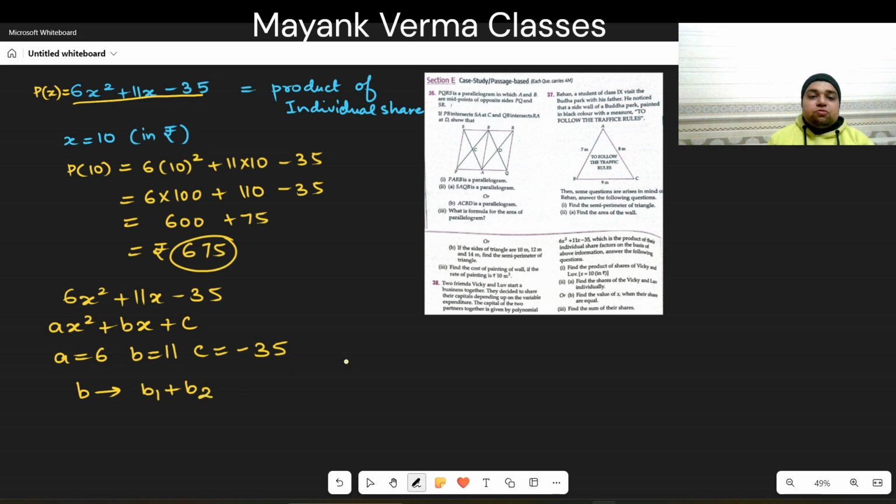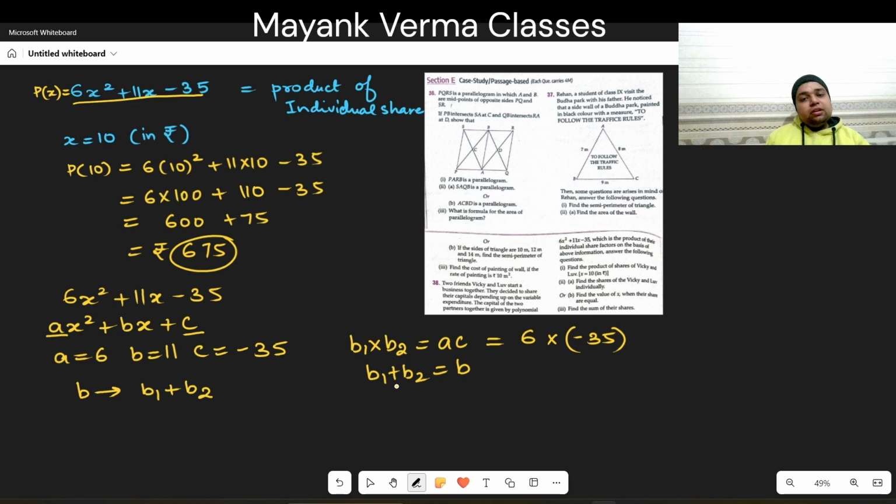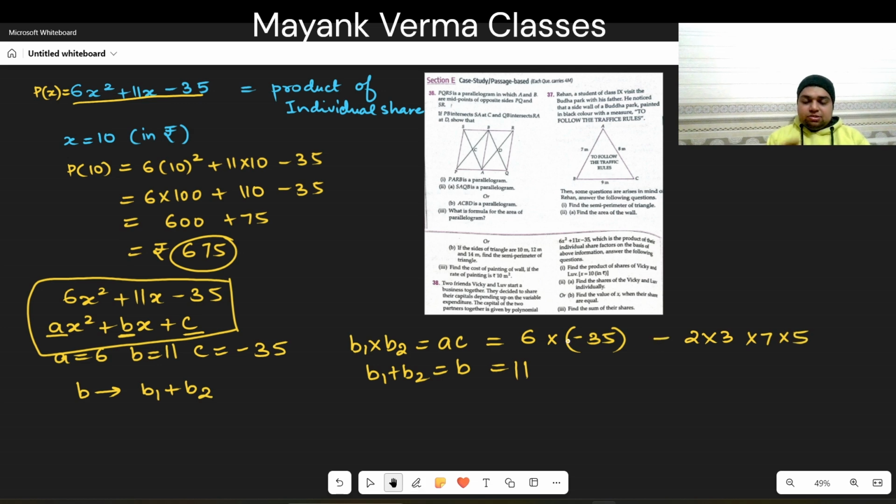Now remember, if I want to write b in terms of b1 plus b2, the middle term splitting, there are two conditions: b1 times b2 should be equal to ac, and b1 plus b2 should be equal to b itself. So the sum of them should be equal to b and the product should be equal to a times c. So a times c is 6 times minus 35. We also need to check that the sum of b1 and b2 should be 11, because that is the value of b. Right, now what should be the factors here? I can split 6 as 2 times 3 and 35 as 7 times 5, and the negative sign I just put in front of it.